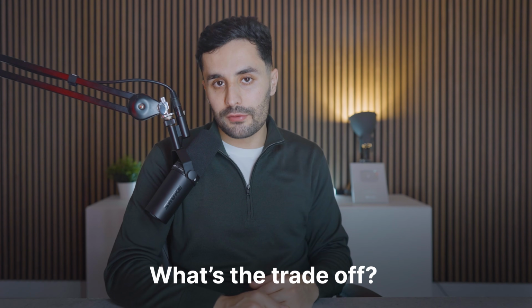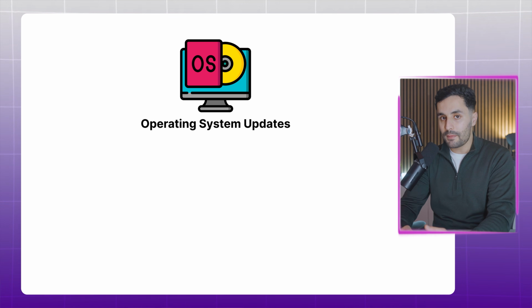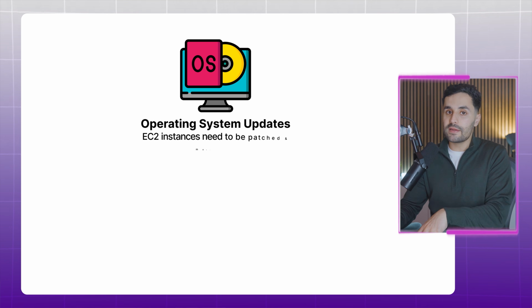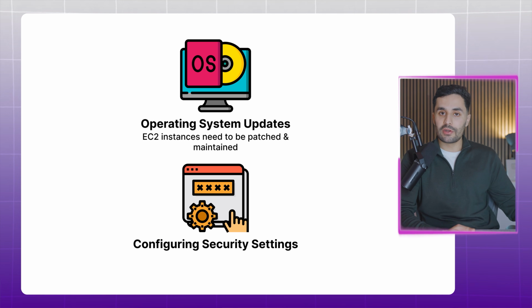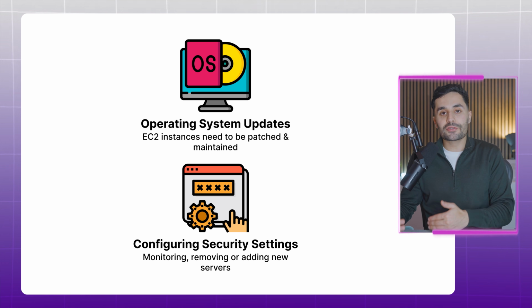So what's the trade-off? Well, this level of control and flexibility comes with responsibility. Now, unlike serverless like Lambda, where AWS handles all the underlying infrastructure, with EC2, you are in charge of managing your servers. This means you need to handle things like the operating system updates. Just like your laptop needs constant updates, if you're a Windows user, your EC2 instances also need to be patched and maintained. You are responsible for configuring security settings, monitoring how your servers are performing, and deciding when to add or remove servers based on certain thresholds.